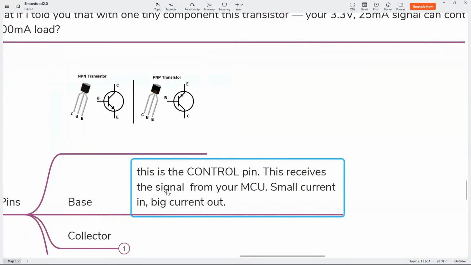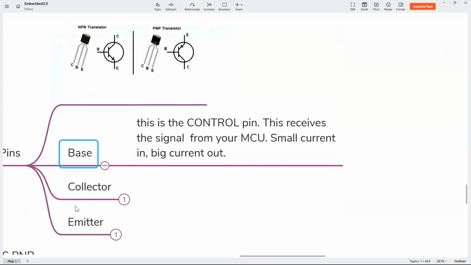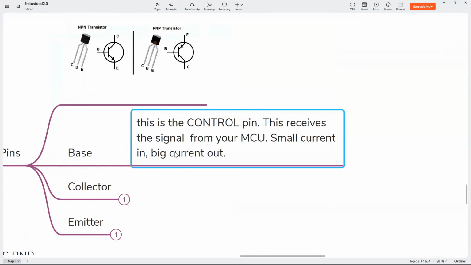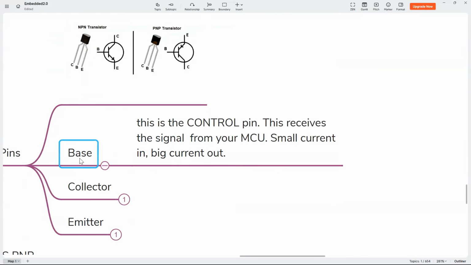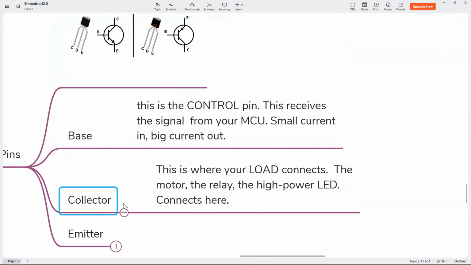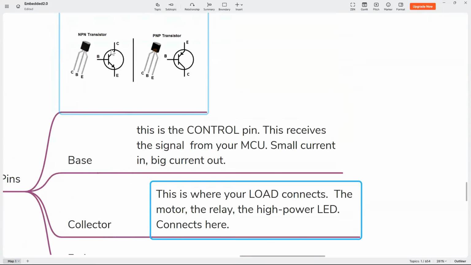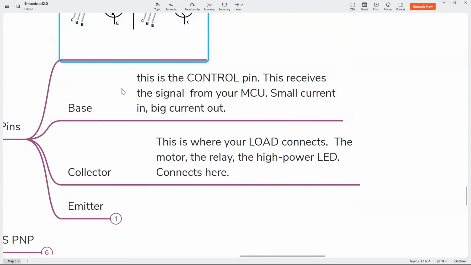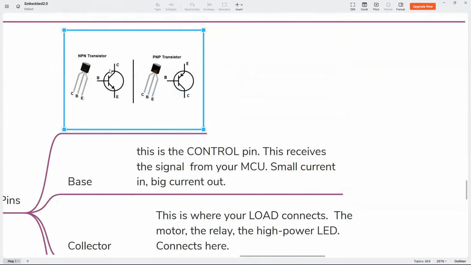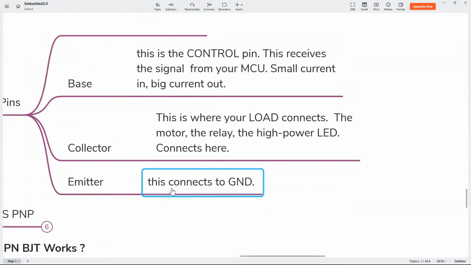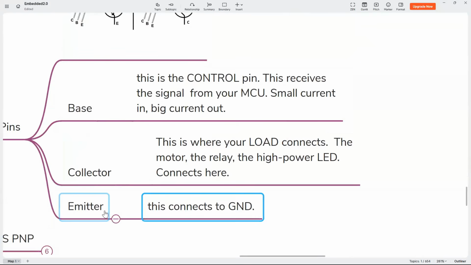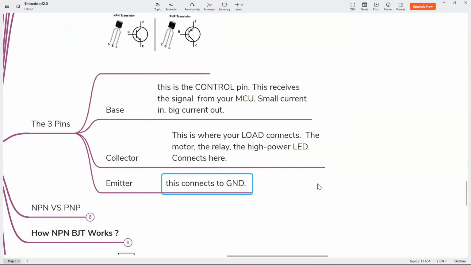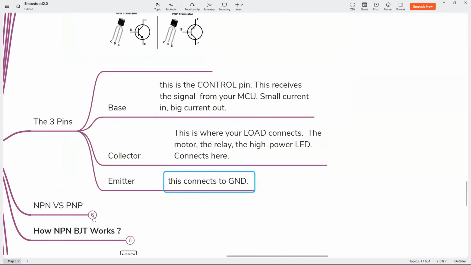The base is known as the control pin, which receives the signal from the microcontroller that turns the transistor on or off. The collector is the pin where our load is connected, our motor or relay or LED. The emitter is directly connected to ground. So these are the 3 normal connections: base, collector and emitter.